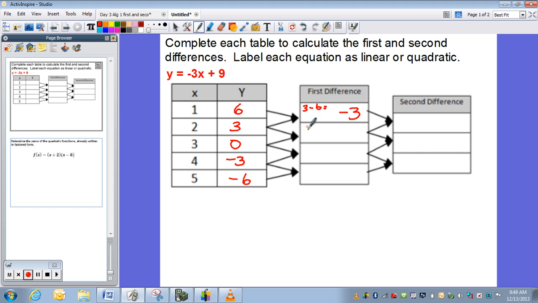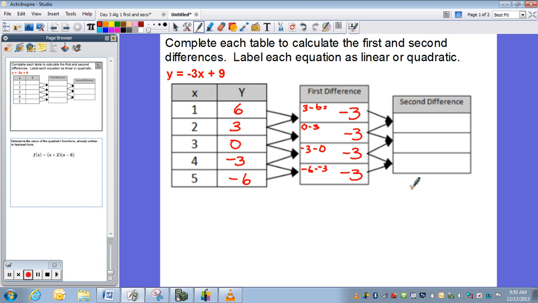Then you do 0 subtract 3 is negative 3. Okay, so I have a negative 3 again. Then negative 3 subtract 0 is negative 3 again. Good. Negative 6 subtract negative 3 is negative 3. All right, so my first differences are all negative 3.